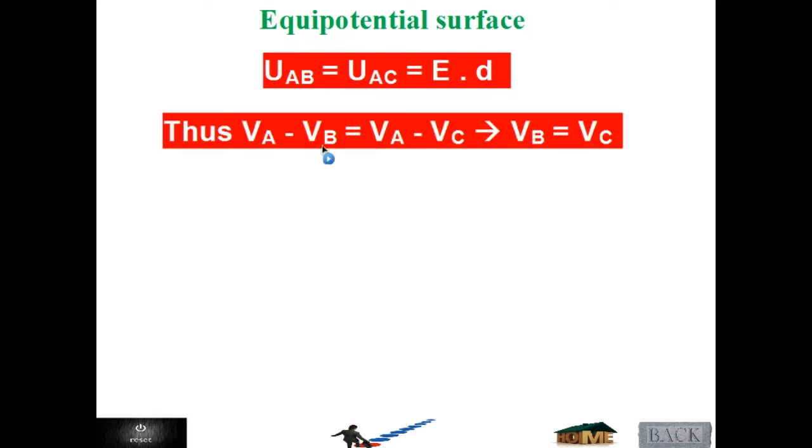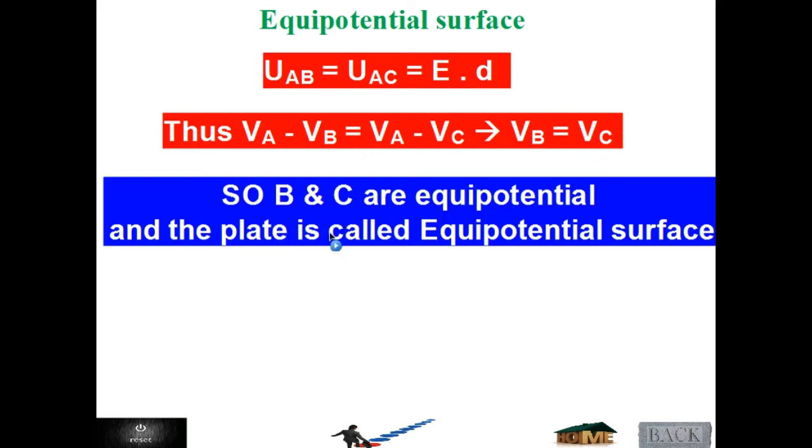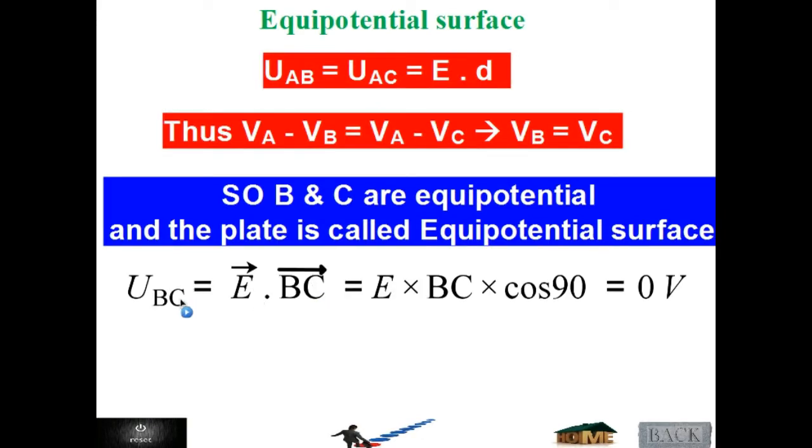Thus, VA minus VB equals VA minus VC. So we can conclude that VB, the electric potential of the point B, is equal to the electric potential of point C. So B and C are equipotential, and the plate is called an equipotential surface. And of course, the potential difference between B and C will be 0: E dot BC. E and BC are perpendicular, so E times BC times cosine 90, which is 0, since cosine 90 is 0.